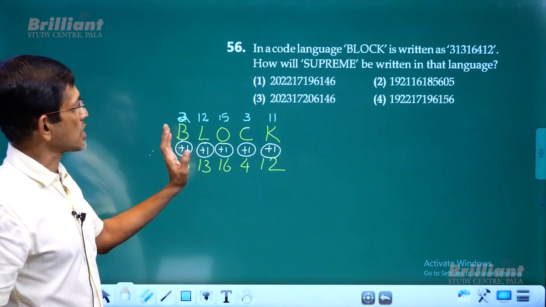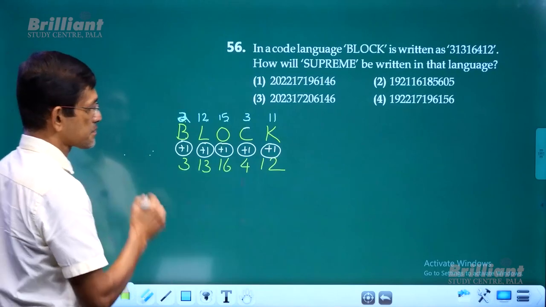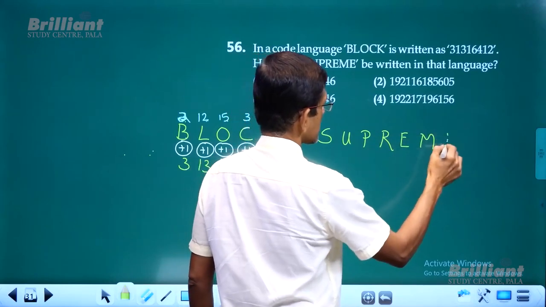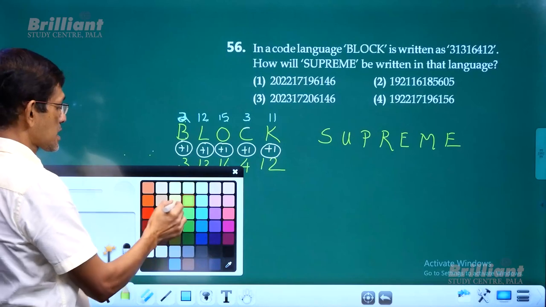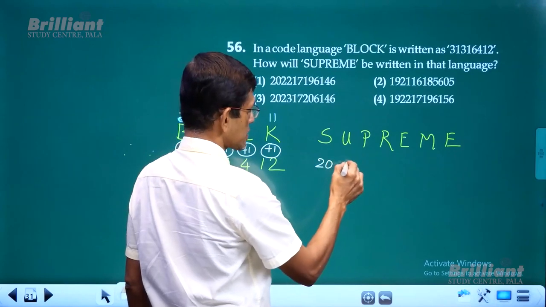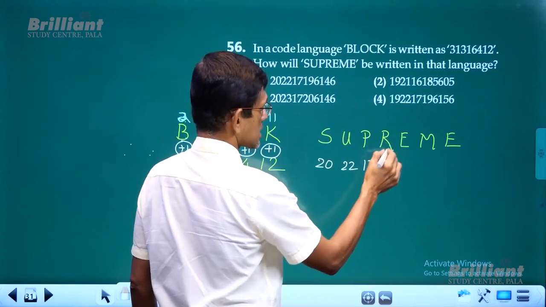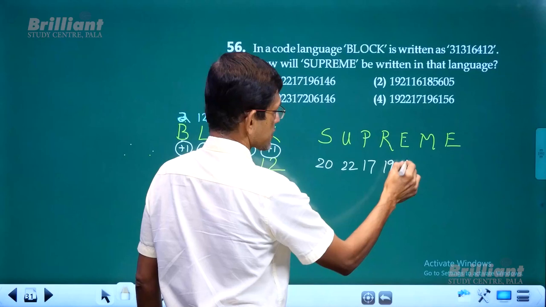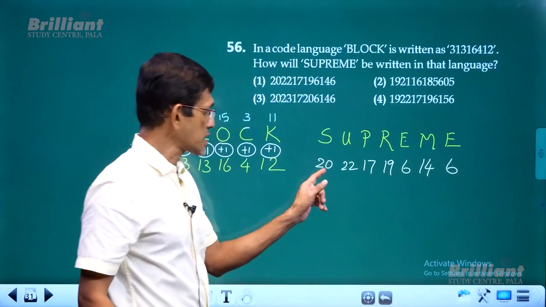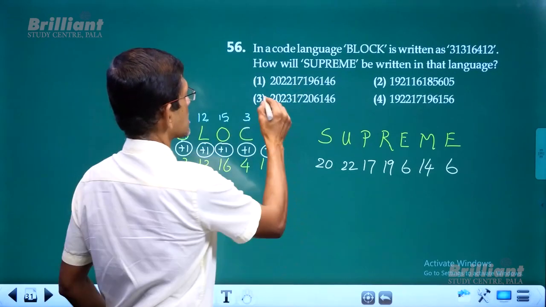So this is pretty much a coding decoding question. Then how will supreme be written in that language? So what's the code for supreme? S plus 1. S is 19. So 19 plus 1, it's 20. U plus 1. U is 21, plus 1, 22. This is 16, so 17. This is 18, so 19. This is 5, so 6. 13, so that means 14 here. And this is 6 again. So it is 20, 22, 17, 19. While 20, 22, 17, 19, this one is correct here. This one is not correct.